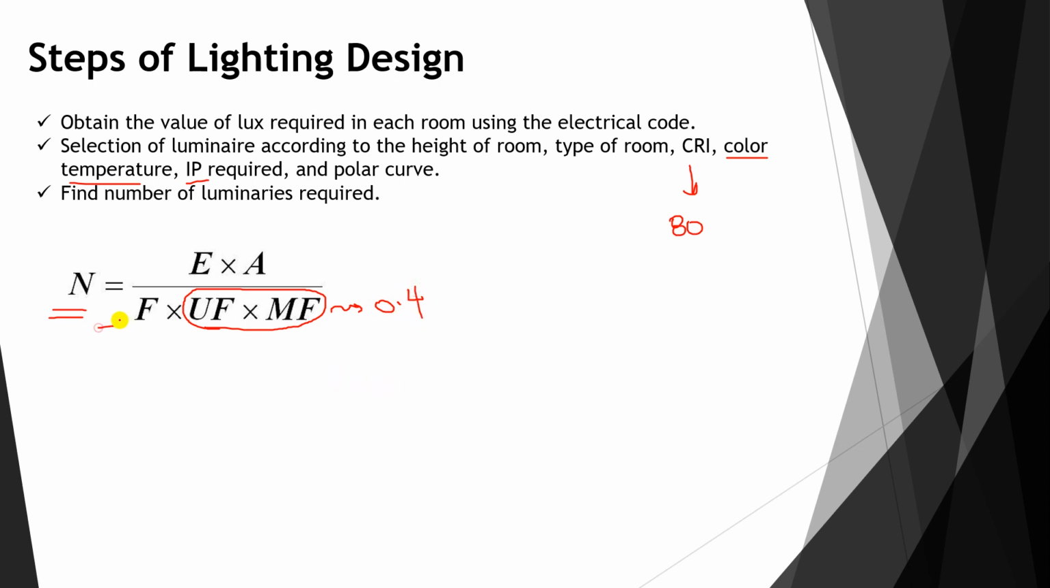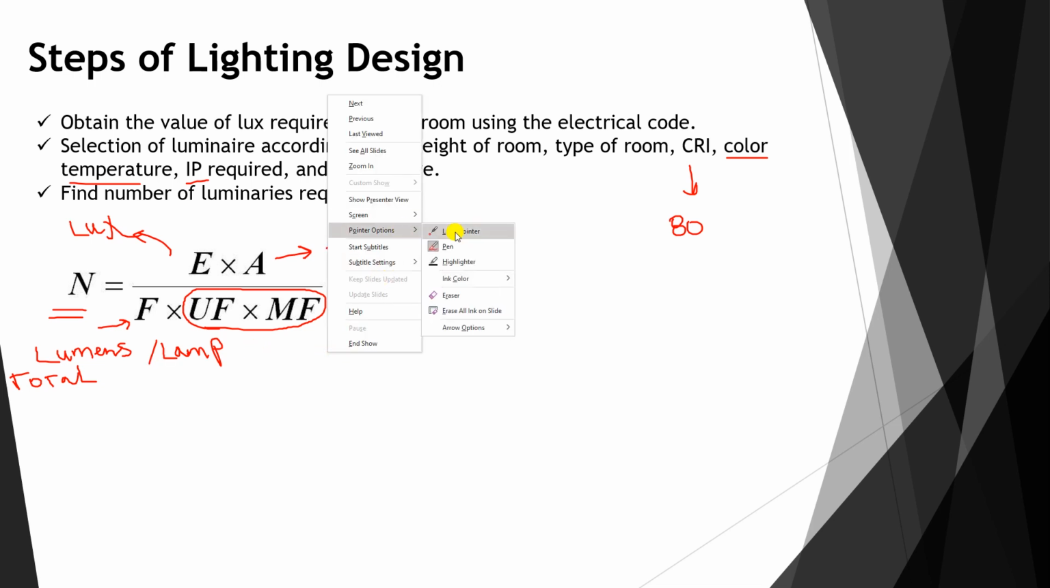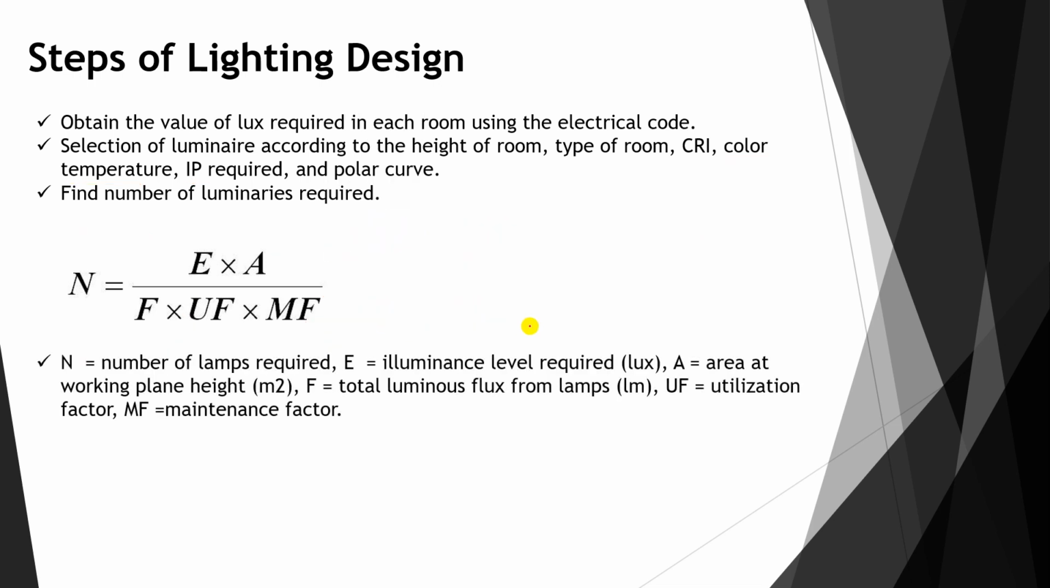E is the lux required in the room. A is the area of the room. F is the total lumens produced by all of the lamps, not each lamp. So as you can see here, N is the number of lamps required.